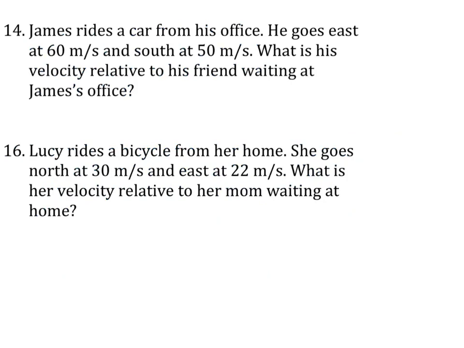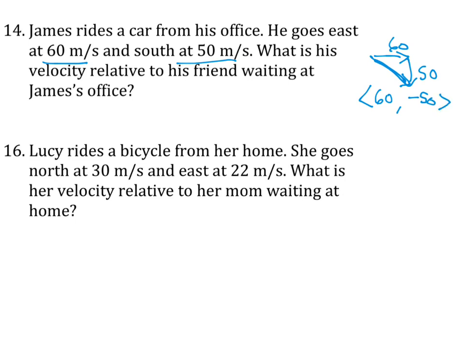All right, and then we've got these problems where you have to be able to model this situation with a vector, and then you'll end up getting velocity or speed, and that's a magnitude for it. So 14, James rides a car from his office. He goes east at that much and south at that much. So those are the two components of our vector. If you think about it, he's going east 60 and then south 50, and that makes a vector looking like this. And so since we're going right, we're going to say that's a positive 60. Since it's going south, we're going to say it's negative 50.